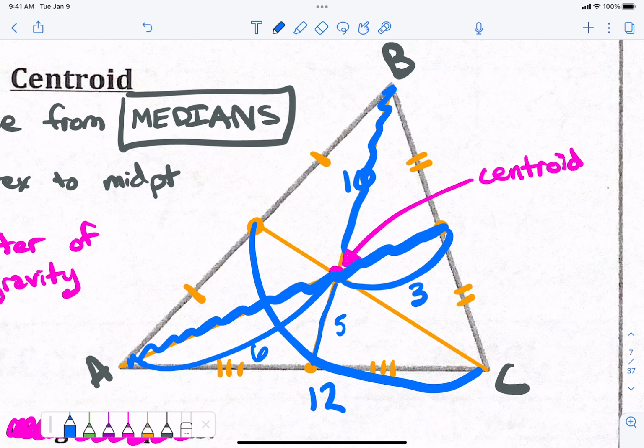Wait, what? The whole thing is 12. Oh, 4. Oh, yeah. Okay.